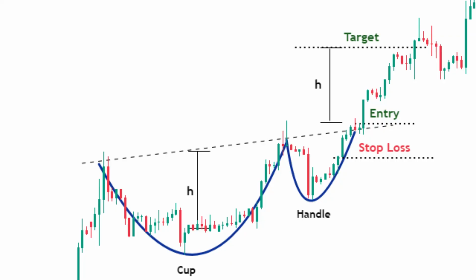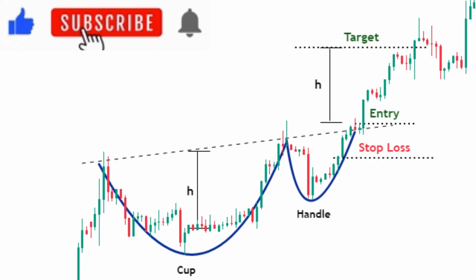The stop loss in this example is placed just below the breakout level, not under the handle. This way, if the price pulls back after the breakout, it shouldn't fall below the breakout zone. If it does, it usually signals a failed breakout, so the stop gets triggered. This keeps risk management tight and avoids placing the stop too far from the position.